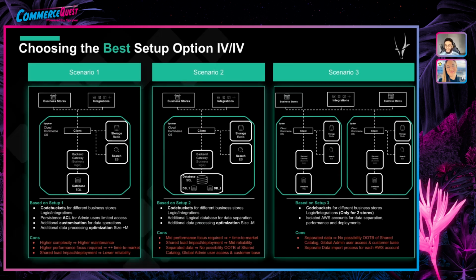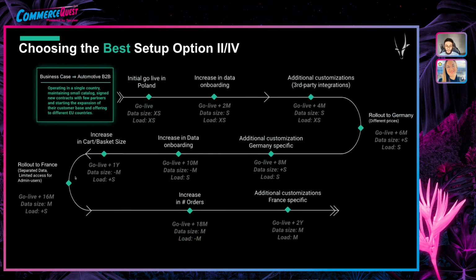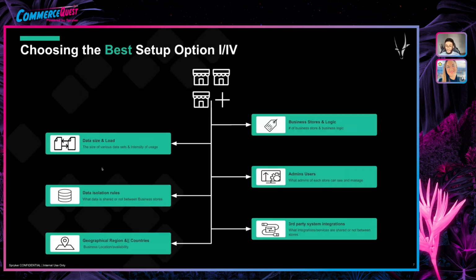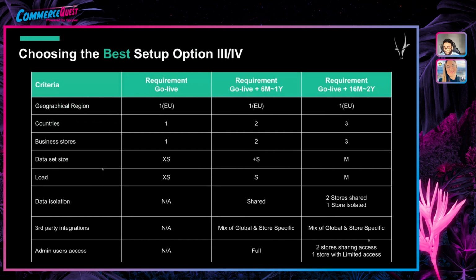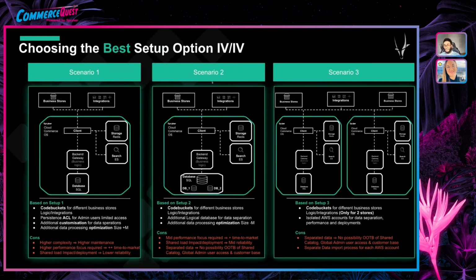Still, for the rollout to Germany, this first option is still the best, because you have shared data, you don't want to add the overhead of 2 databases. However, if you get the requirements at this stage here to roll out to France, so they're already live after 1 year, and they would like to roll out after 6 months, France with separated data, then the actual second option is the best scenario. The second scenario is the best option.